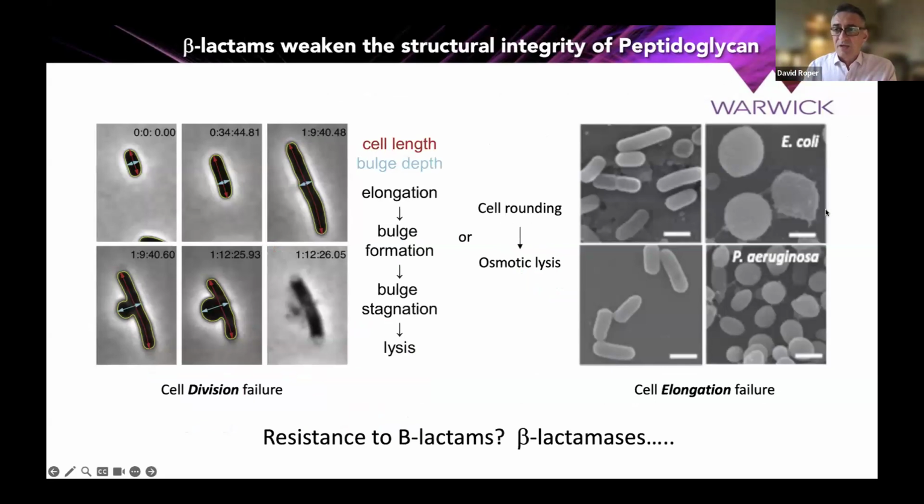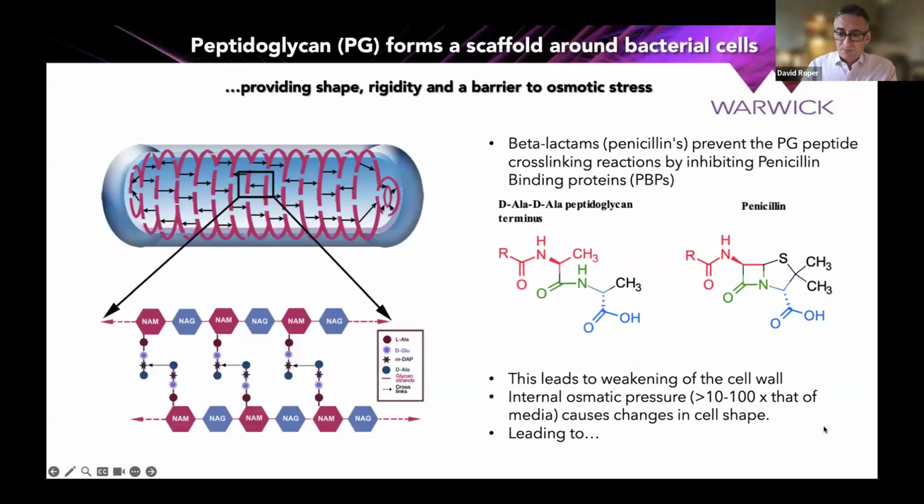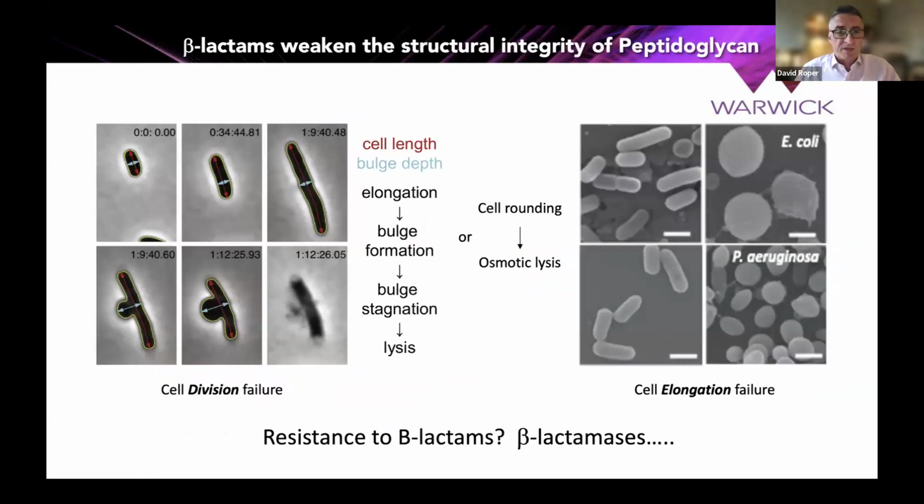So here we have two examples of failure in cell division and the activity of some of these PBPs. On the left-hand side of the screen, you see a failure in the PBPs responsible for cell division, which leads to a bulging and eventual lysis. And on the right-hand side of the screen, you see what happens when you inhibit the enzymes responsible for cell elongation. Basically, you change shape. You go from rod shape to round.